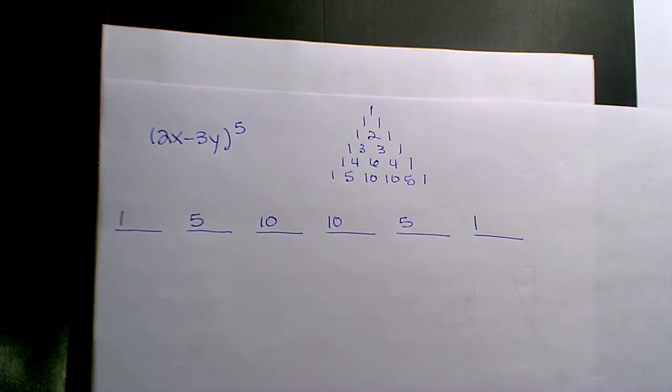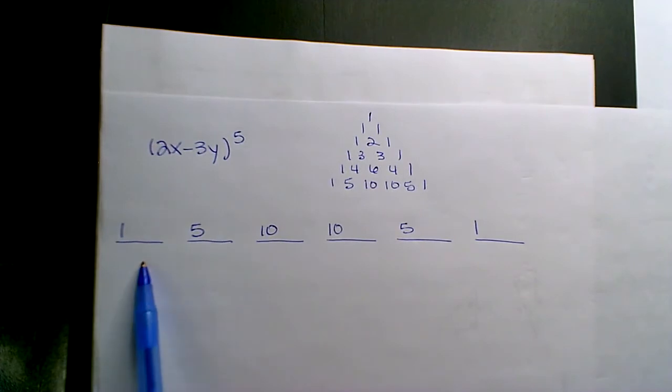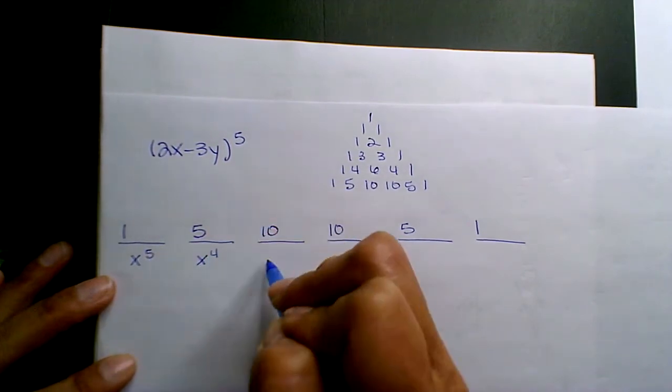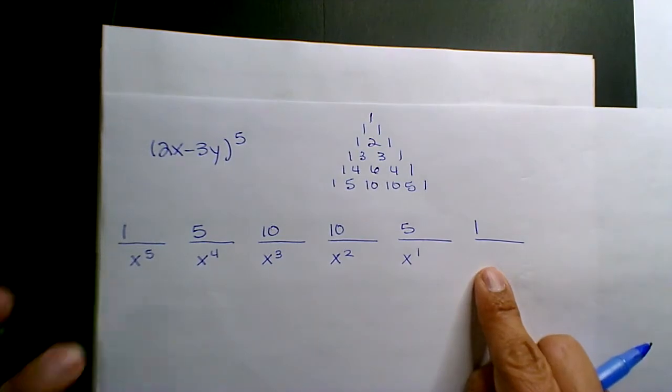Okay, the first variable in the first term, it descends. It's going to go down to 0. So x to the 5, x to the 4, x to the 3, x to the 2, x to the 1, x to the 0, which is just 1.